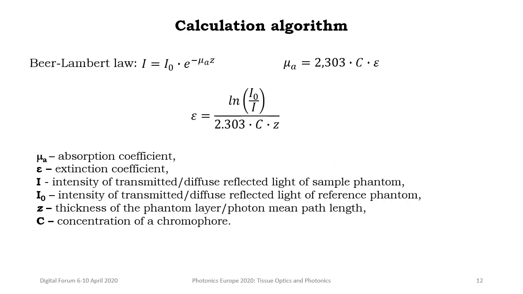We evaluated optical properties of the phantoms using Beer-Lambert law as described in this slide. We calculated absorption and extinction coefficients as well as hemoglobin concentration. The thickness of phantoms was used for calculation from transmittance images and photon mean path lengths for calculations from diffuse reflectance images. In our calculation, instead of incident light intensity, we used transmitted or reflected light of the reference phantom.